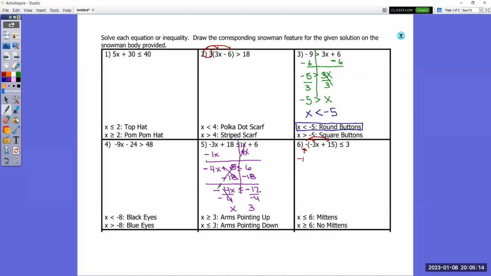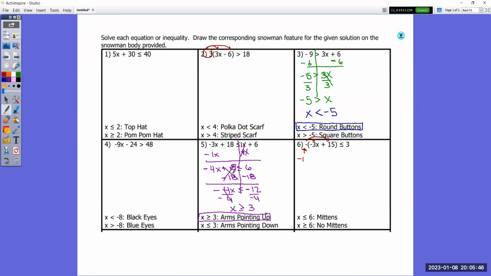X is on this side. I divided by a negative number, so I need to flip my sign. My side started as negative and now it's positive. So I need to flip my sign again, which means that this is the answer that matches. X is greater than or equal to 3. So remember, if you're dividing by a negative number, here we divided by a positive number, so we did not flip our sign. Here we divided by a negative number, so we did flip our sign.